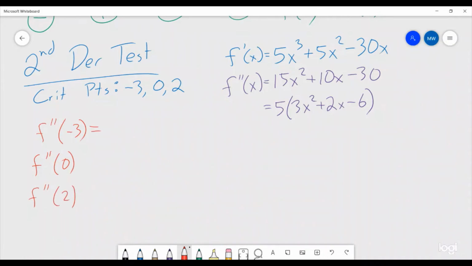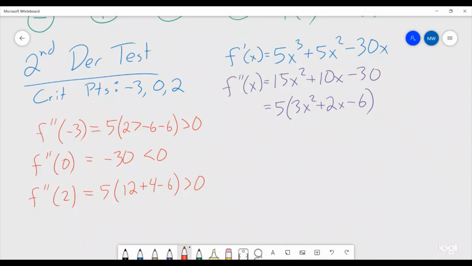Well, f double prime of -3, let's see, so that's going to be 5 times 3 times 9, that's 27, minus 6 minus 6, that's positive. F double prime at 0, that's going to just be -30, that's negative. F double prime of 2, well, that's going to be 5 times, we got 12 plus 4 minus 6, that's positive. So we just need to identify if the second derivative is positive, what does that mean?